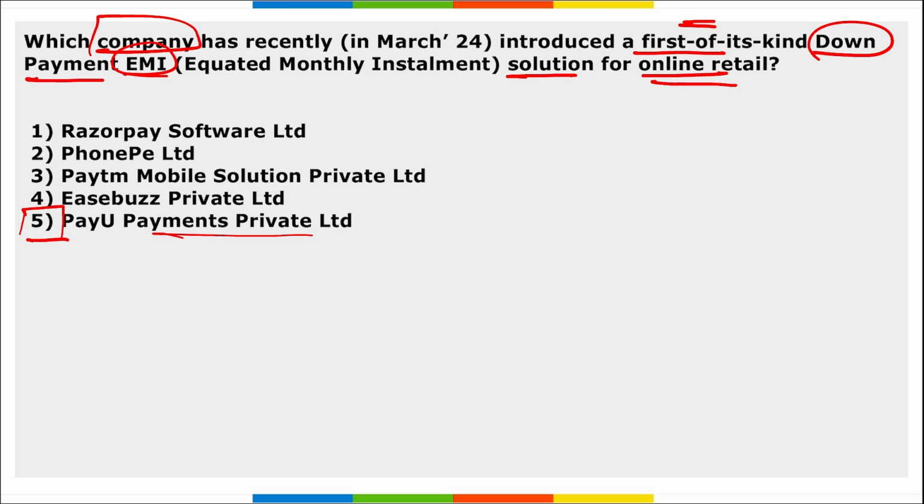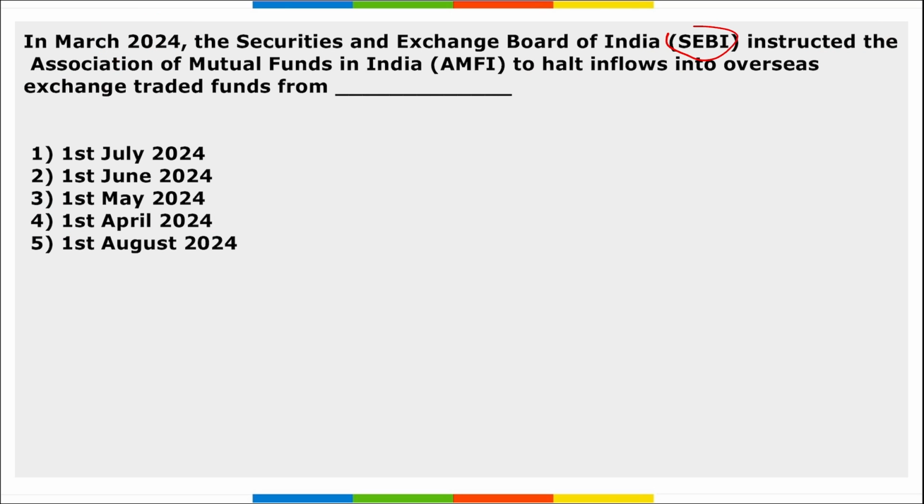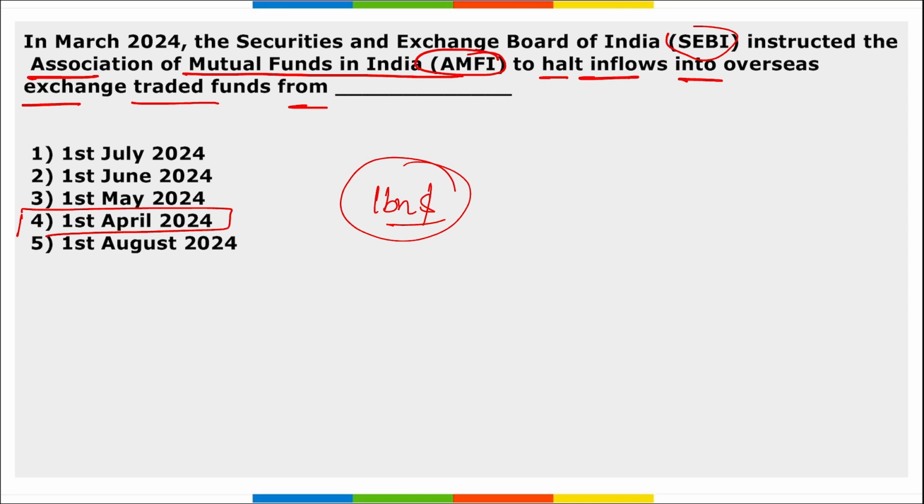Next is SEBI. They have instructed the Association of Mutual Funds in India, AMFI, to halt inflows into overseas exchange traded funds from which date? So remember, SEBI has instructed AMFI to halt the inflows into overseas exchange traded funds from 1st of April 2024. This decision comes as the current limit of $1 billion set by the RBI is near exhaustion.